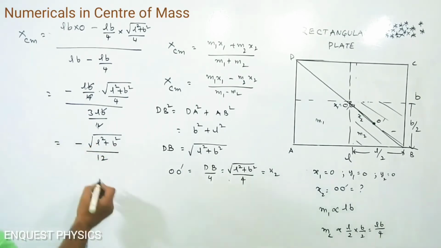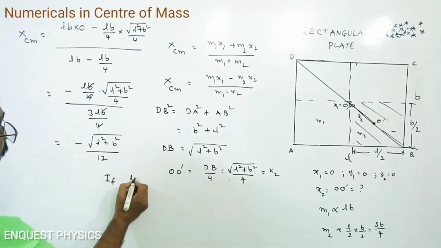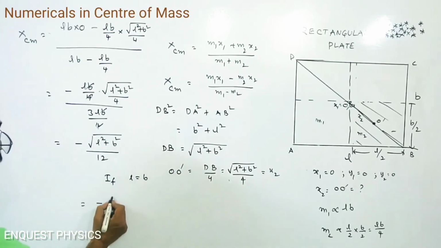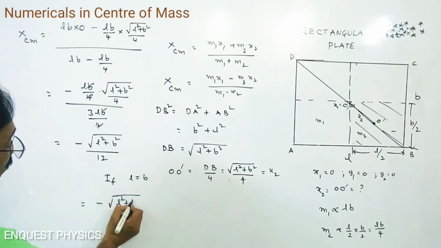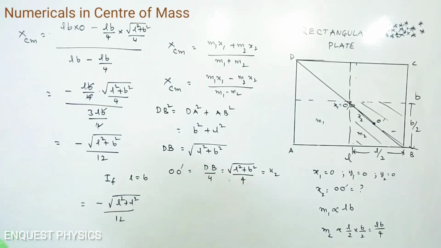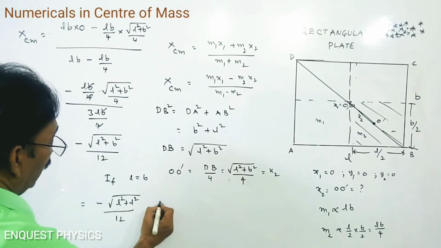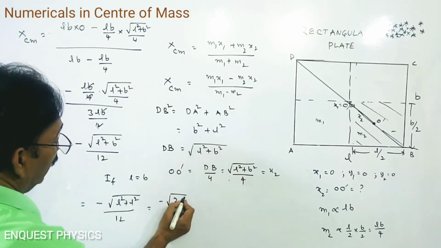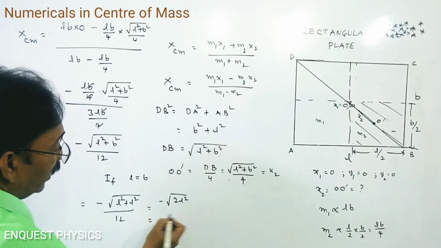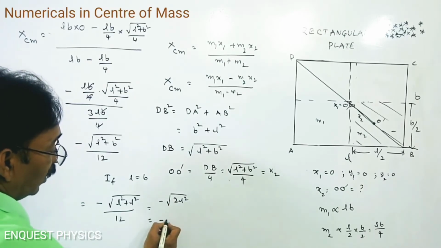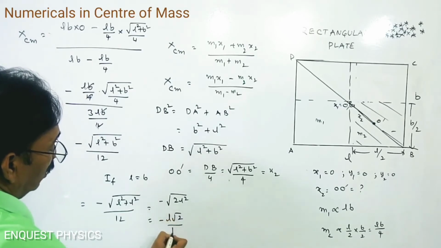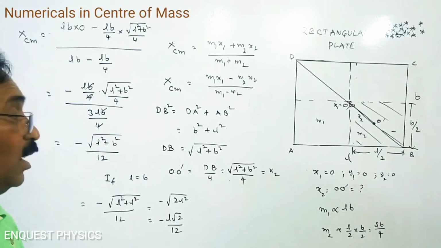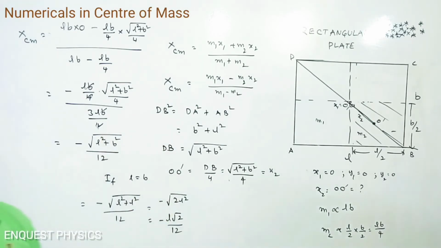If L is equal to B, then it turns into a square plate. Then what you get? Under root of L square plus L square by 12. It is minus root of 2L square, that is minus L root 2 by 12. The same result as what you did before. I hope you understood how to solve these kind of problems.